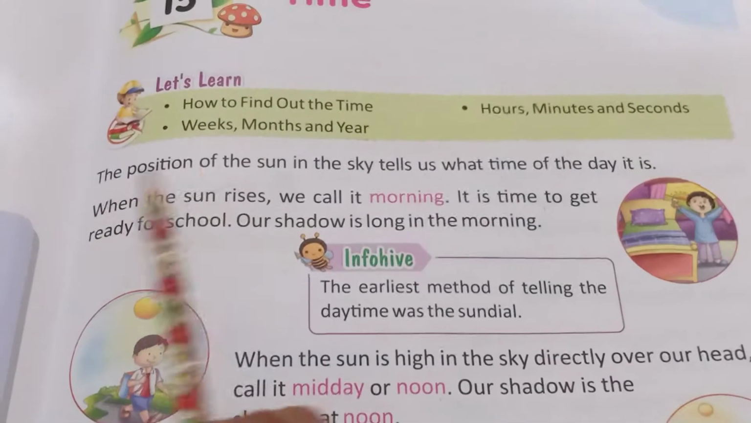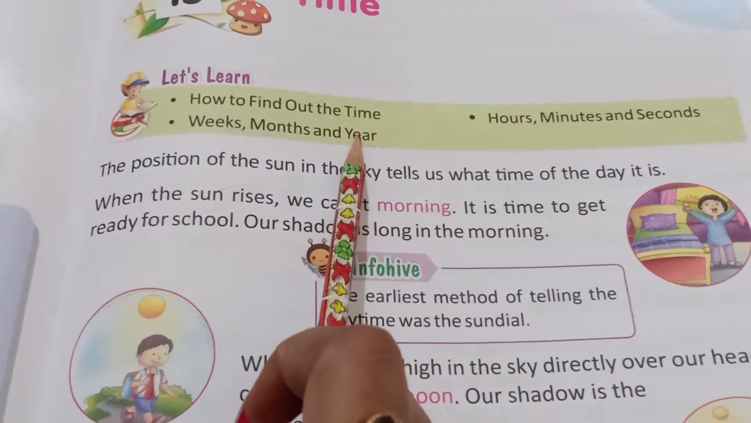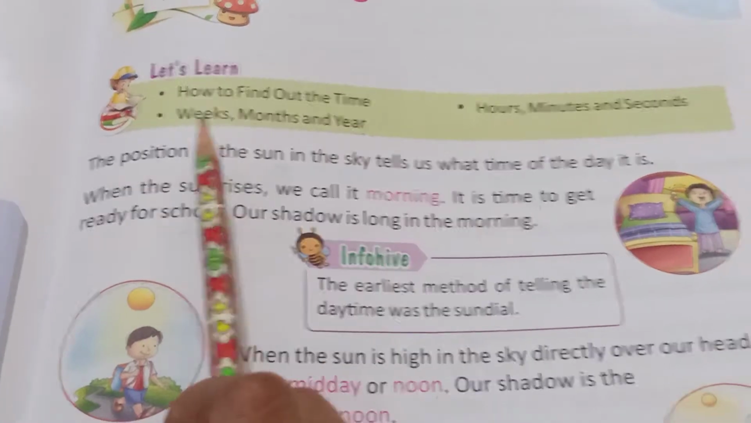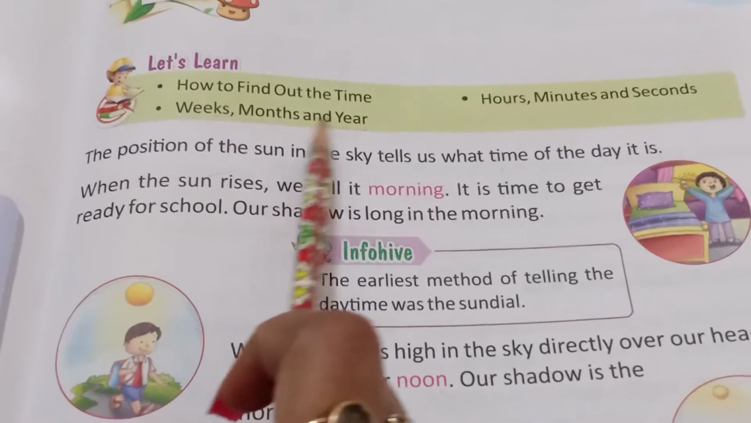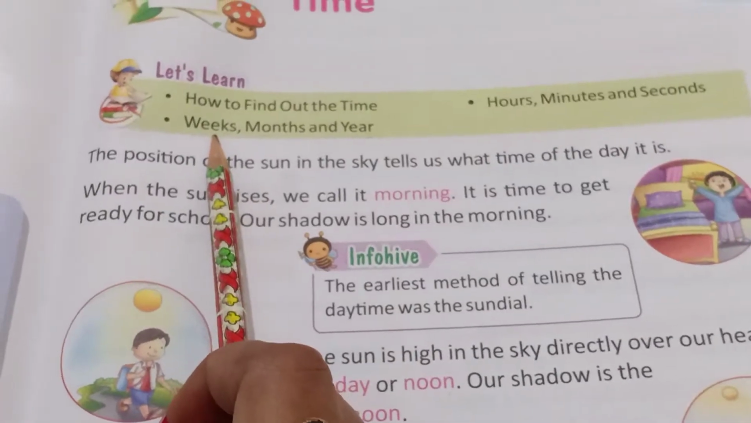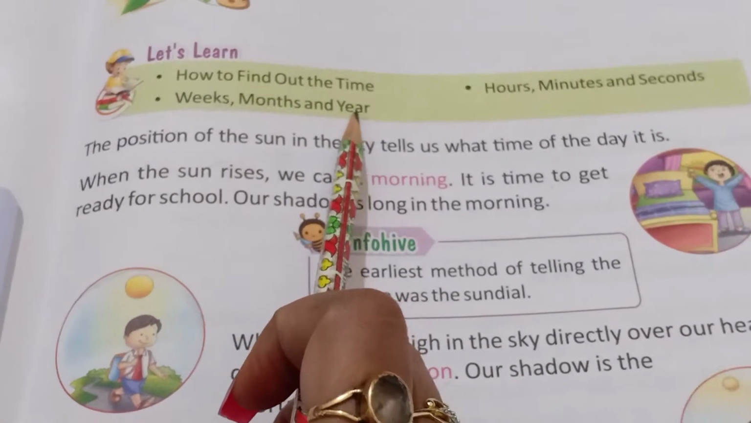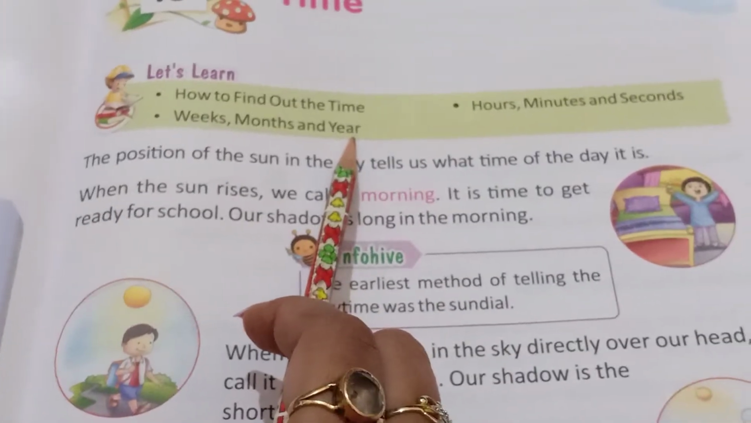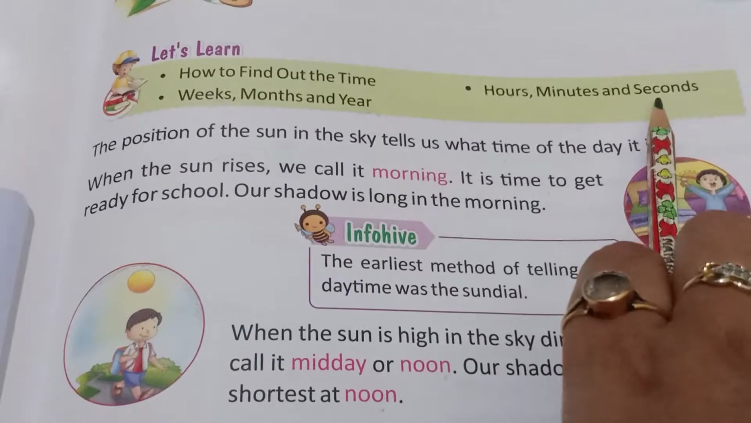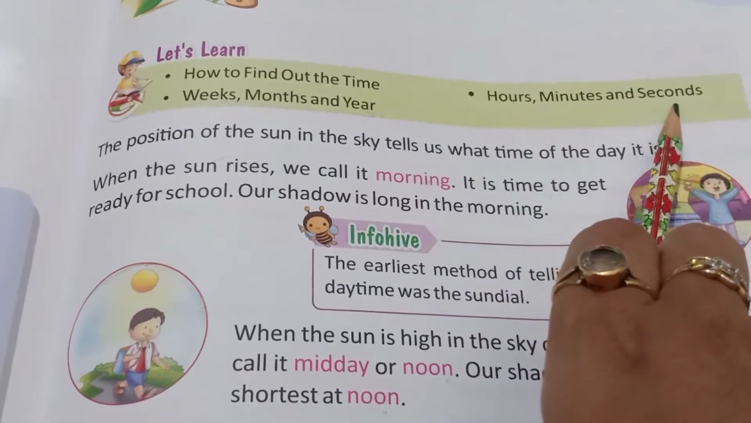Now in this chapter, as I told you yesterday, we are going to study how to find out the time. हमें टाइम कैसे पता करना है, हम इस चैप्टर में पढ़ेंगे। वीक्स, मंथ एंड ईयर के बारे में पढ़ेंगे। Weeks are हफ्ते, months you all know, and year. There are 7 days in a week, there are 12 months in a year, and in a year there are 366 or 365 days. Hours, minutes and seconds, these three things are also of time, so we will learn this also.